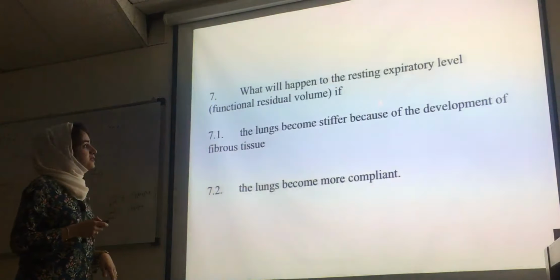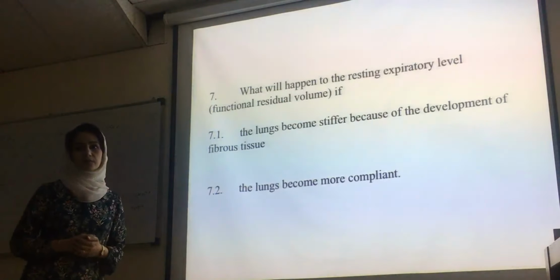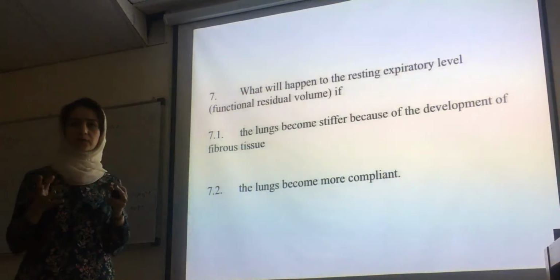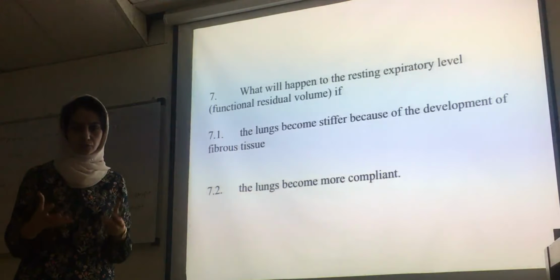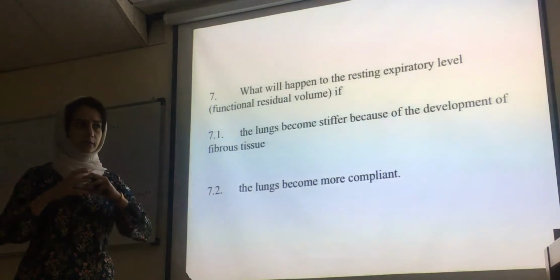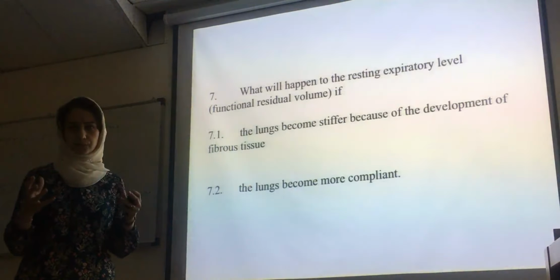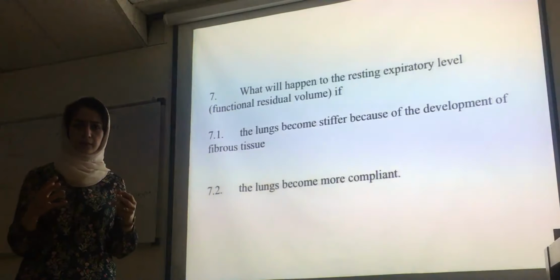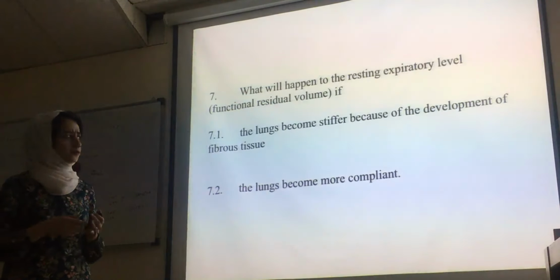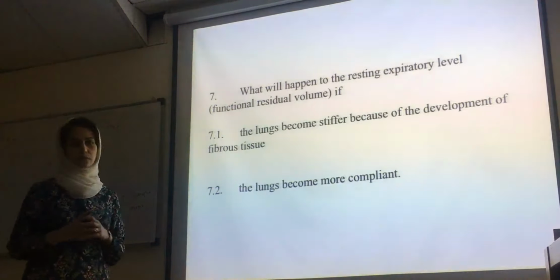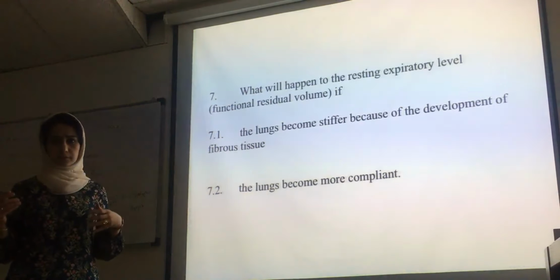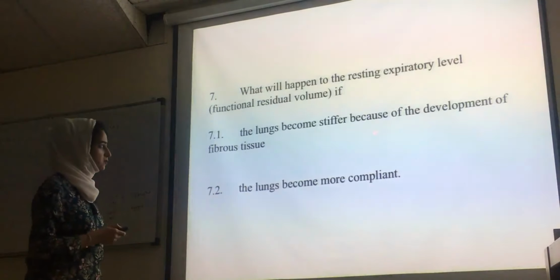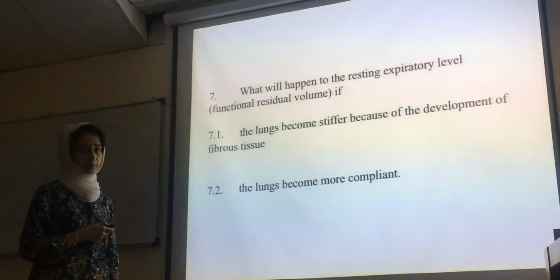When the lungs become stiffer because of development of fibrous tissue, excessive formation of fibrous tissue, collagenous fiber, when there is an increase in this fibrous tissue, what will happen? The lung becomes stiff. So, what do you think happened to the functional residual volume? Of course, all lung volumes will decrease. So all lung volumes will decrease in case of fibrosis or when the lung becomes stiffer.